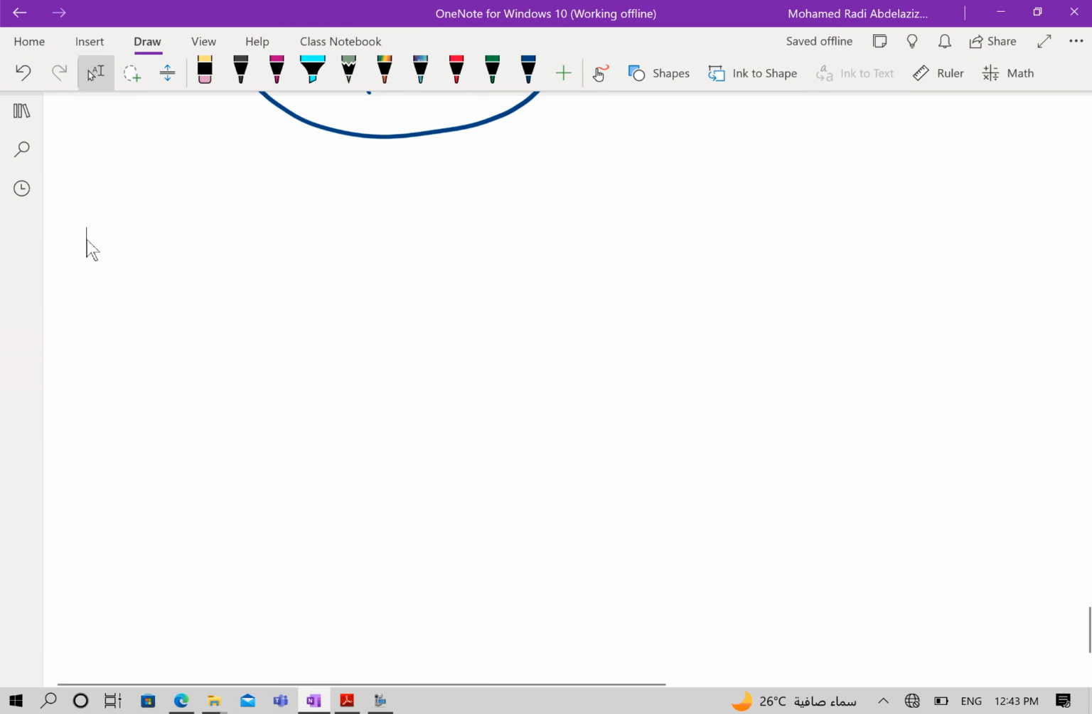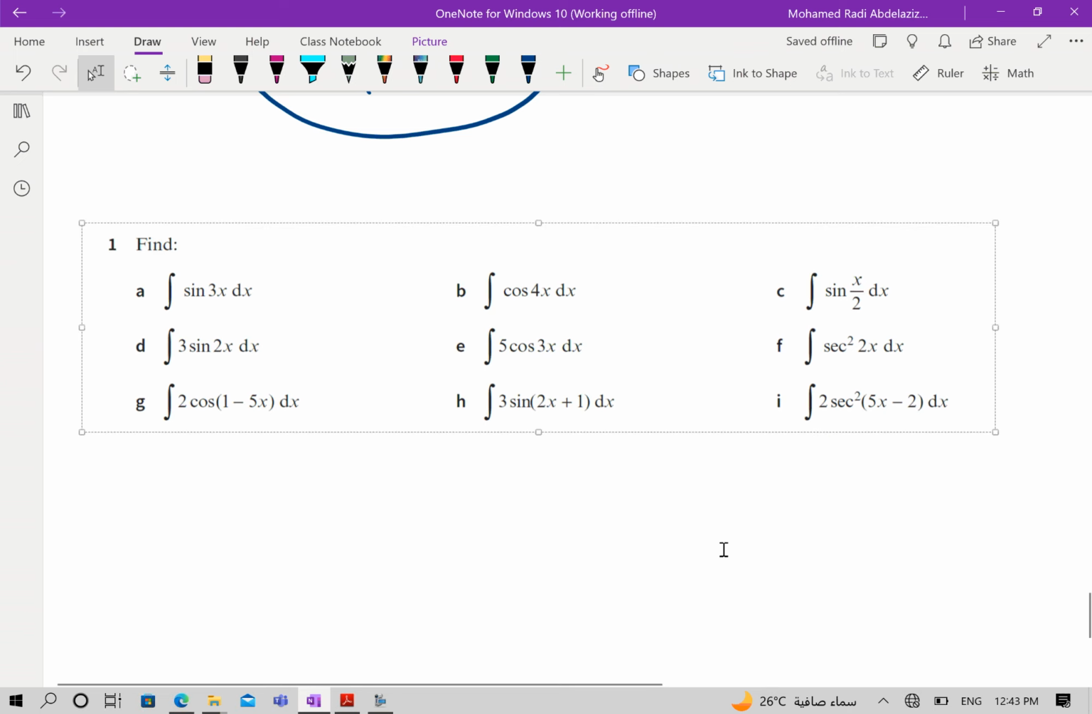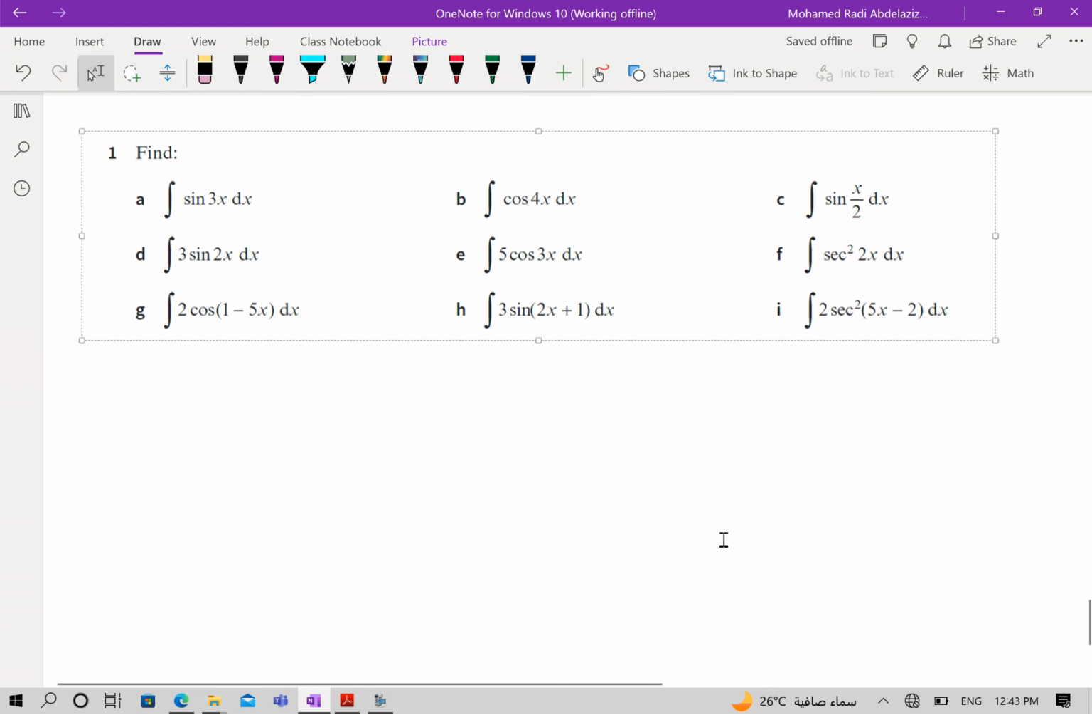Look at exercise 5C. Is it okay? You can't solve any? Just direct integration. Integrate sine: negative 1 over a, then cosine 3x plus c. Cosine 4x gives 1 over 4 sine 4x plus c. Integrate sine x over 2, which means a is 1 over 2. Sine integrates to negative cosine, so negative 1 over half, then cosine half x.